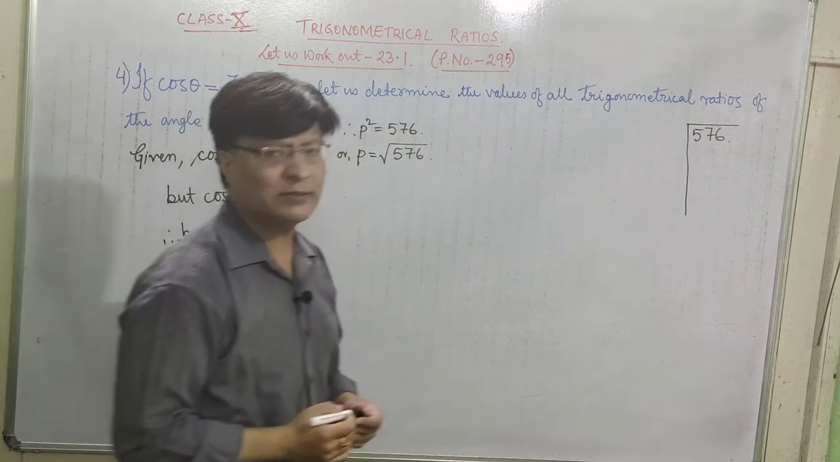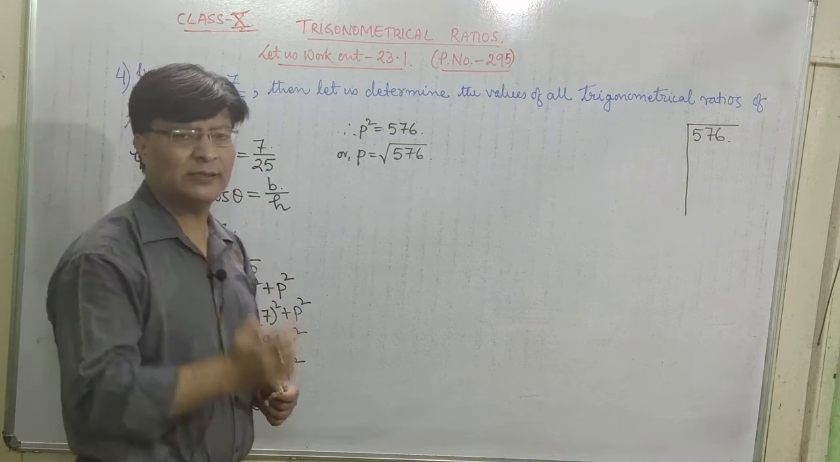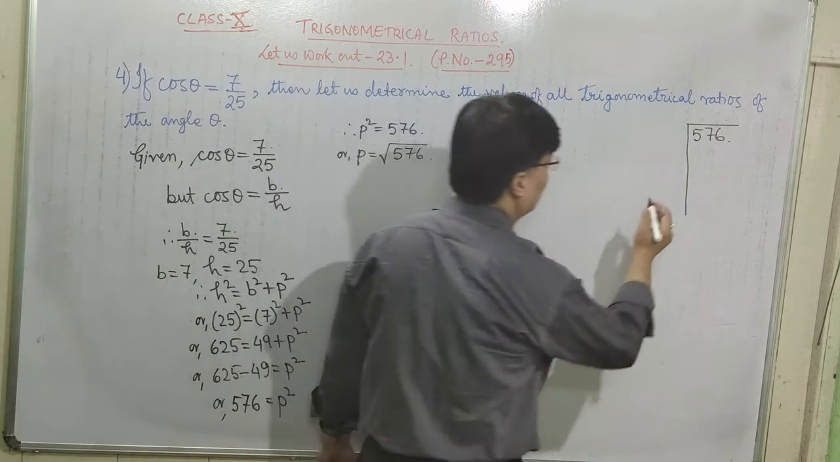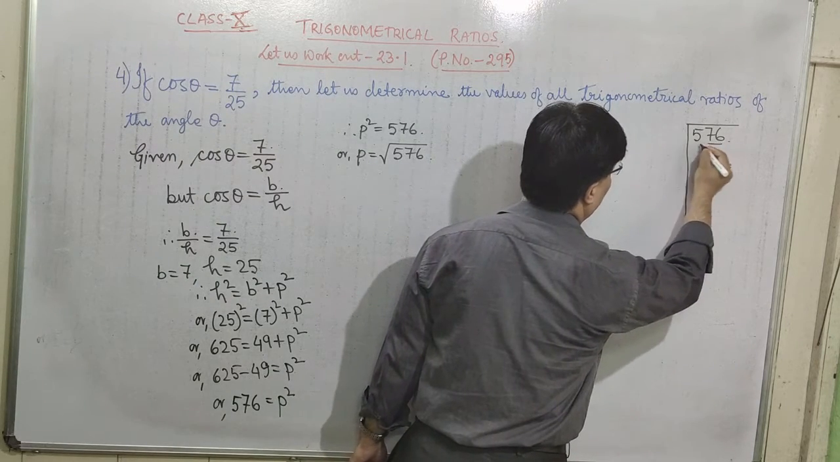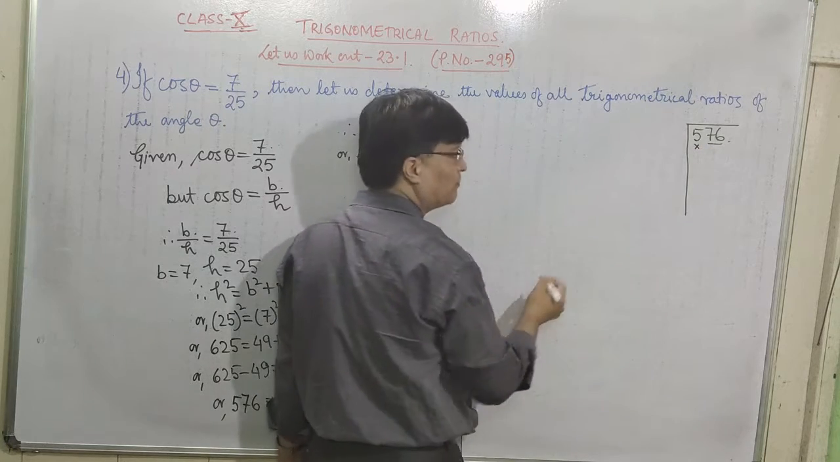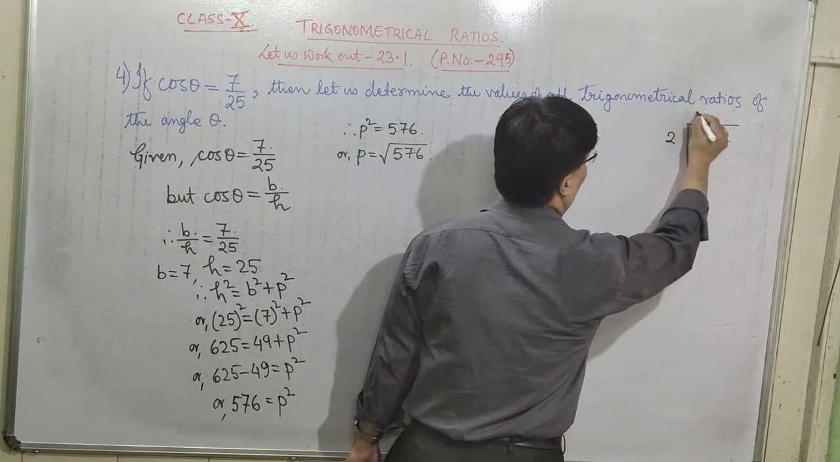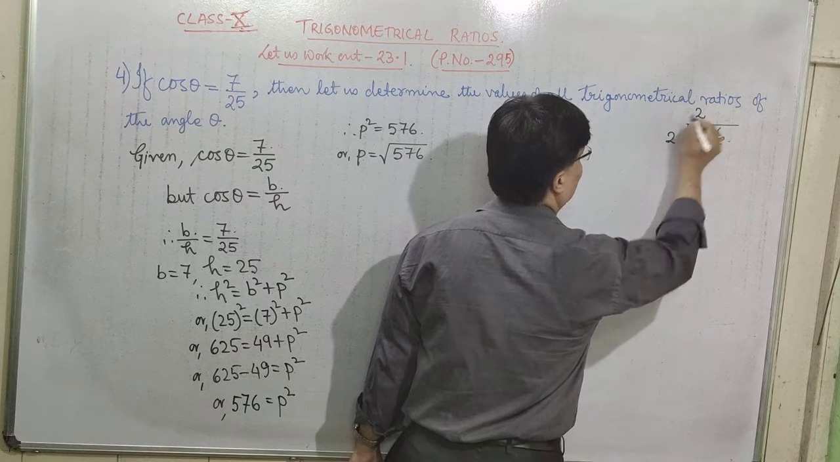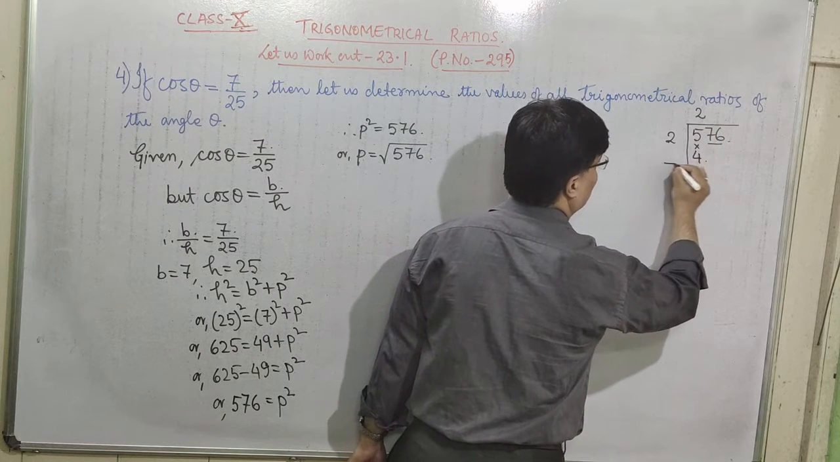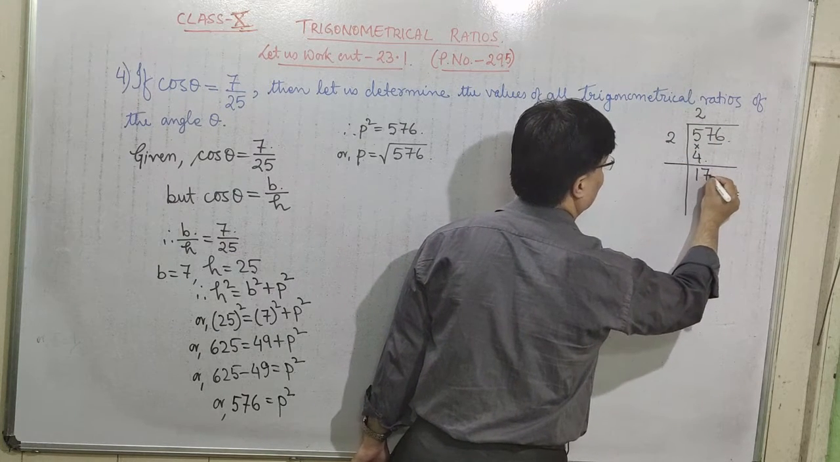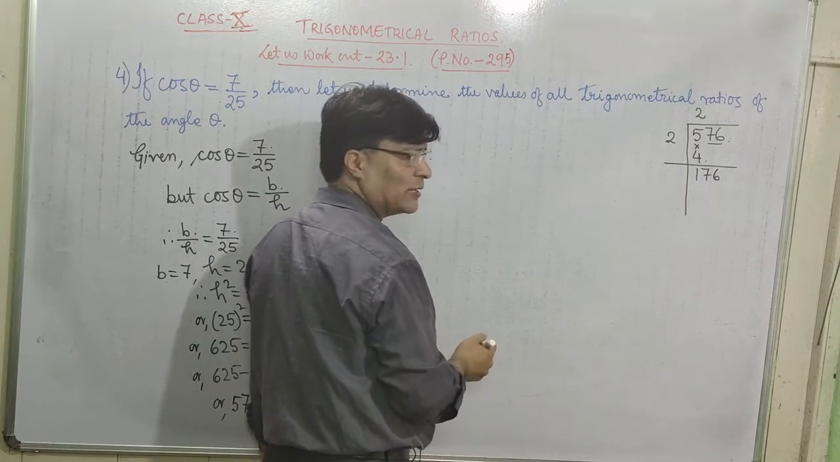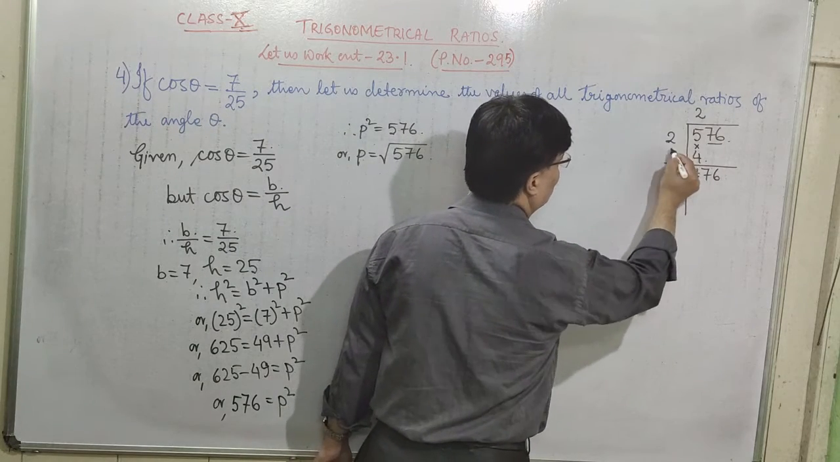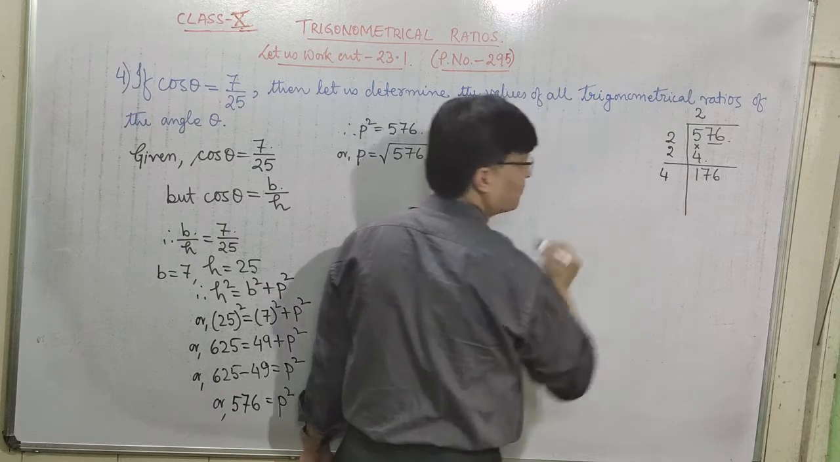So now how can you find it? From the last digit, you have to take the terms in pairs. That is, the pair of 6 and 7, and 5 is alone out here. So 2 2s are 4. If there is 2, you should write 2 here. 2 2s are 4. So 5 minus 4 is 1. Then you have to take 176. Here you can add these 2. So 2 plus 2 is 4.